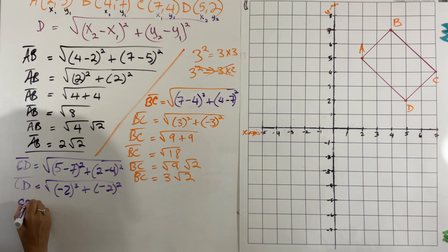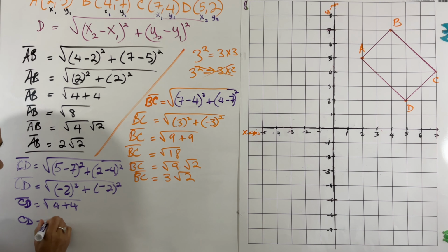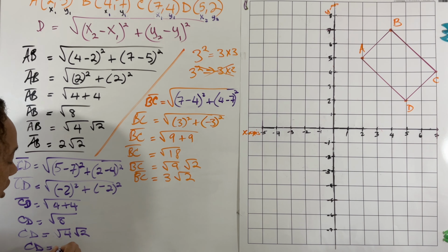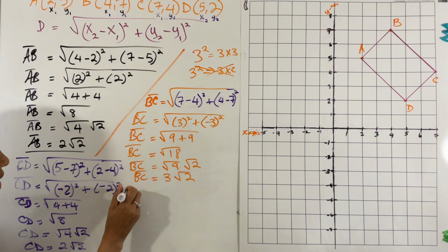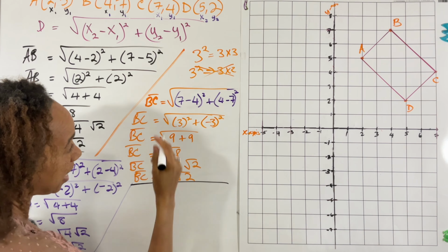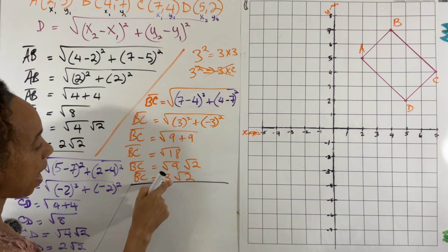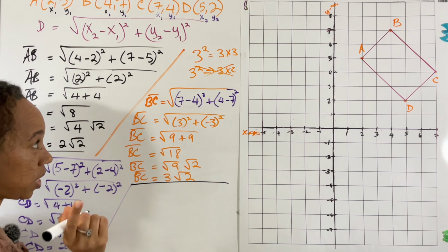And you will still end up with 4 plus 4. So CD is equal to square root of 8. And you can break that down to square root of 4 times square root of 2, which gives you 2 radical 2. So you have that. You need a last measurement, which is now AD. And I can almost tell you straight off the top that it is going to be the same as 3 radical 2, but let's put it to work.